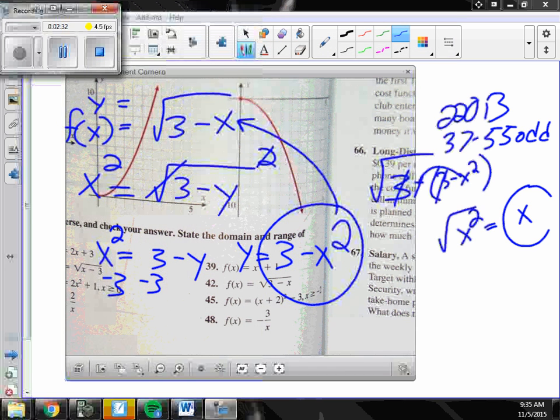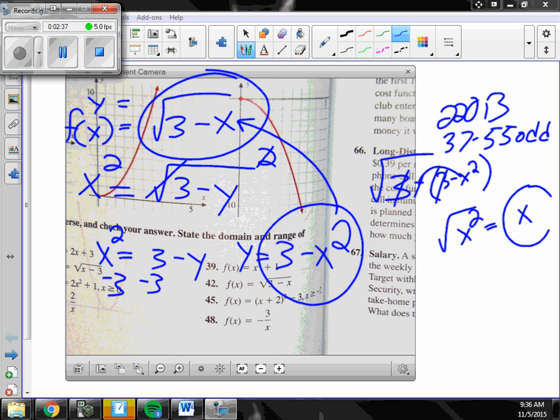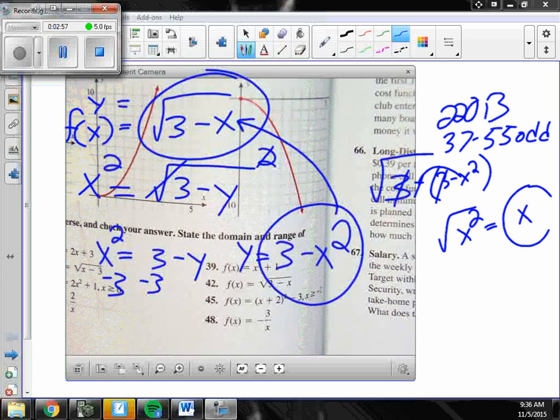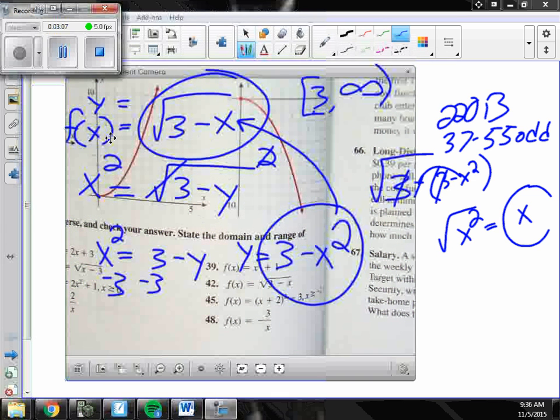So now we state the domain and range of each. So what is the domain of the original? What numbers can you not plug in? Anything lower than 3. Is 3 okay? 3 minus 3 is 0, and the square root of 0 is 0. So the domain of the first would be 3 to infinity. Does 3 count? Yes. And infinity does not.